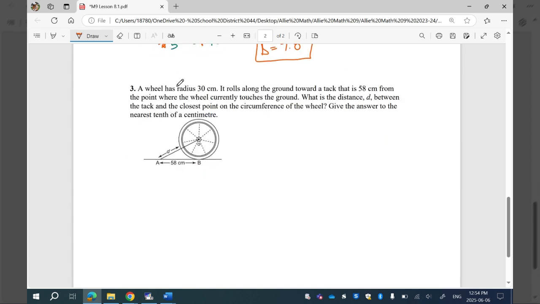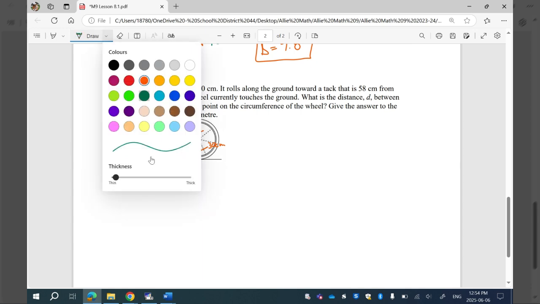A wheel has a radius of 30 centimeters. Okay, so what do we know about that? We know that from here to here is going to be 30 centimeters. We also know from here to here is 30 centimeters, but that might not be relevant. Certainly that one seems relevant. It rolls along the ground towards a tack that is 58 centimeters from the point. So I guess the tack is here. They've told us this is 58 centimeters. What is the distance, d, between the tack and the closest point on the circumference of the wheel?